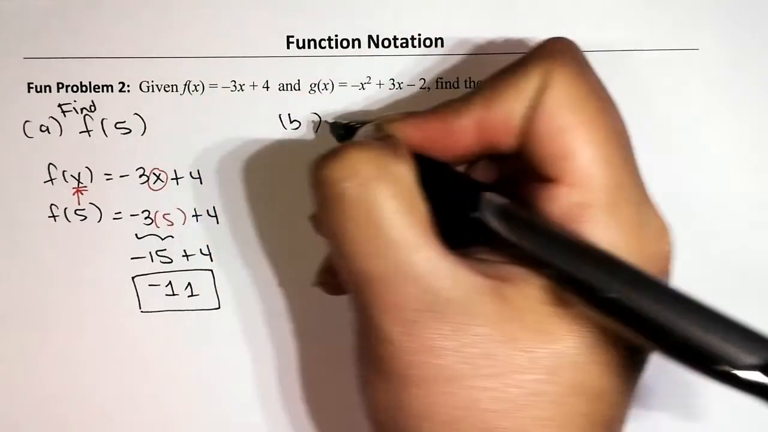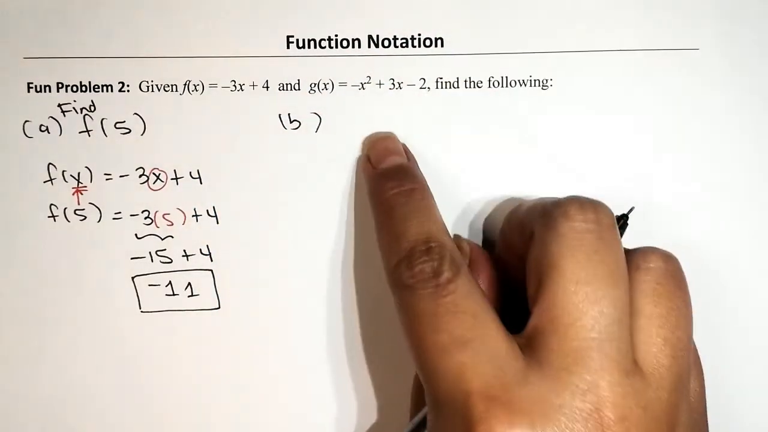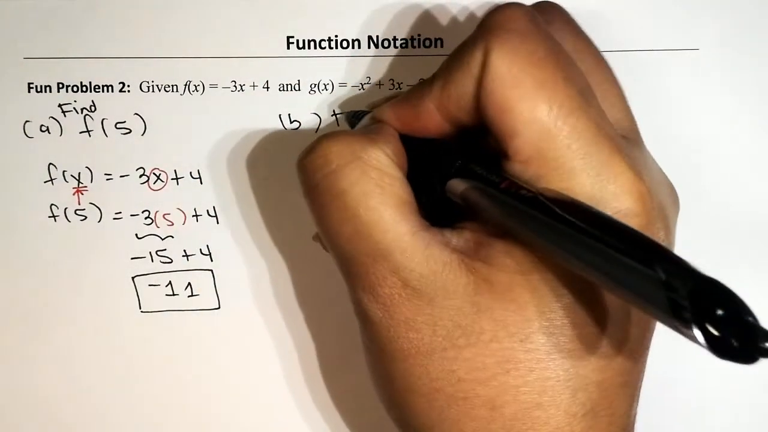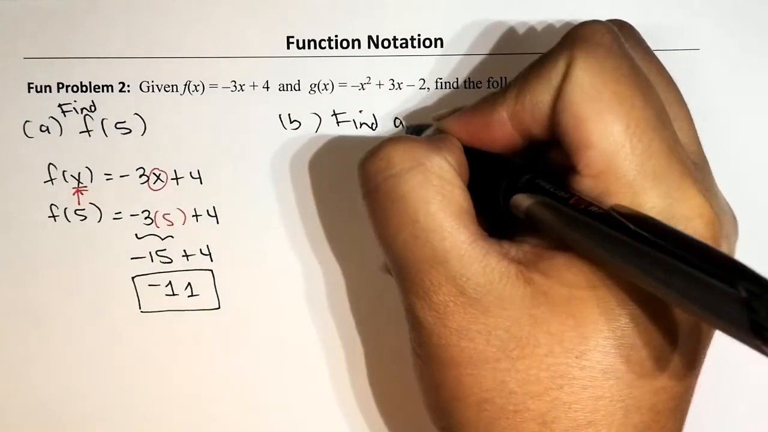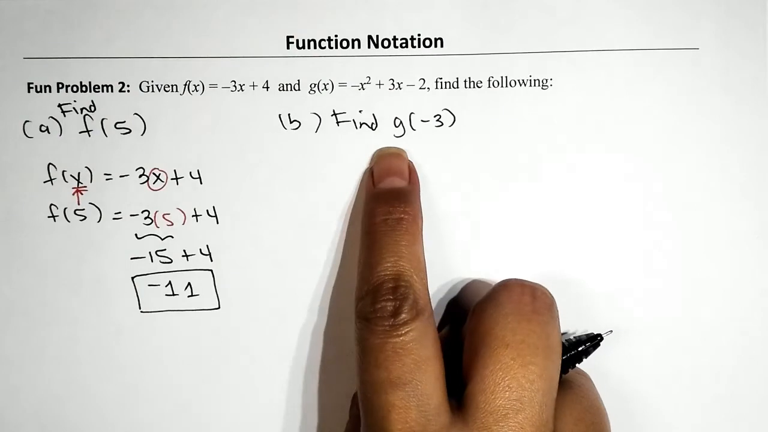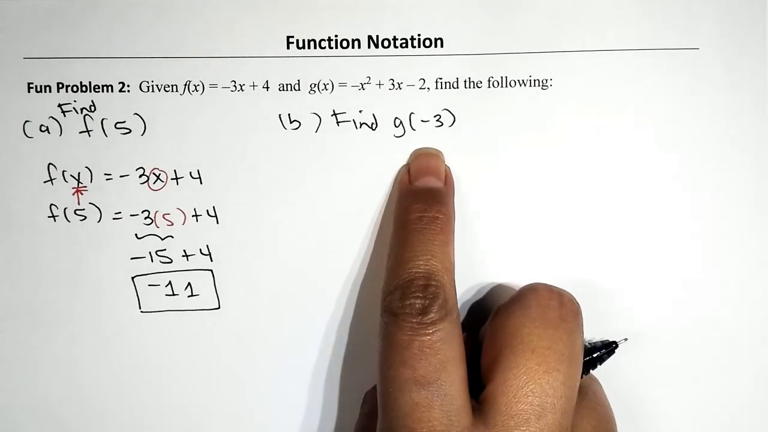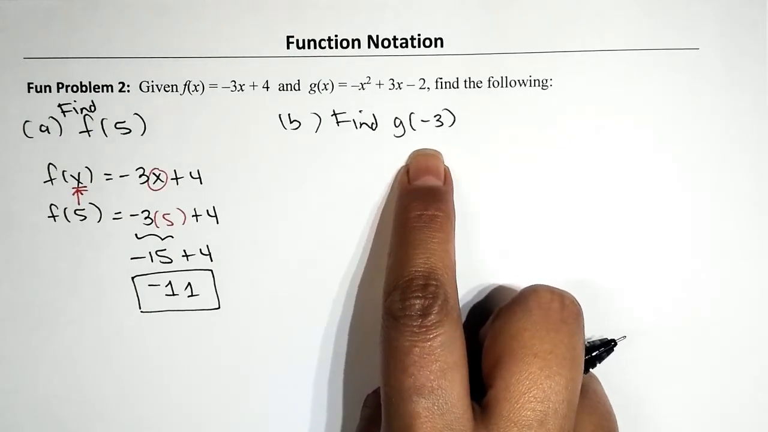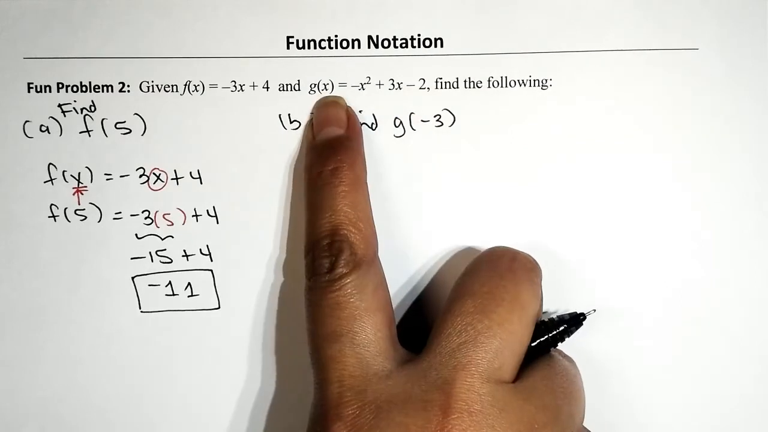Problem B, where am I? So let's go ahead, give G some love, and we want to find G of -3. I want to know what is the value of this function when the input is -3. Like in English, substitute a -3 for this variable.